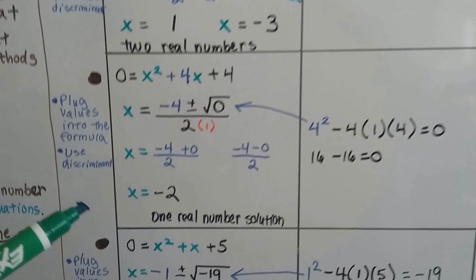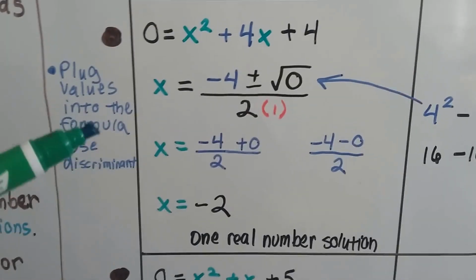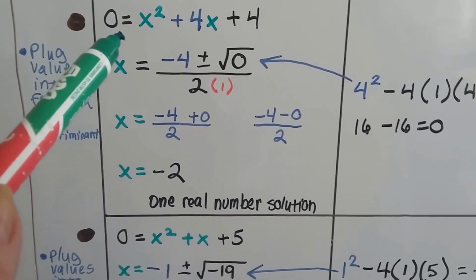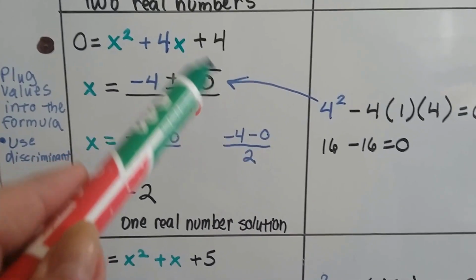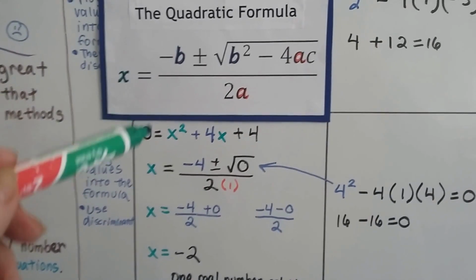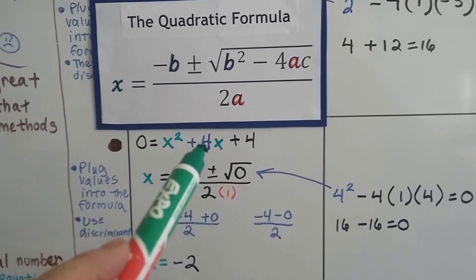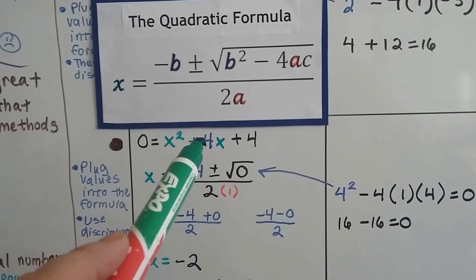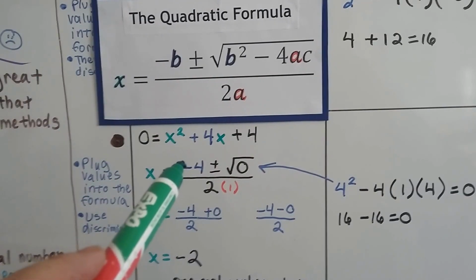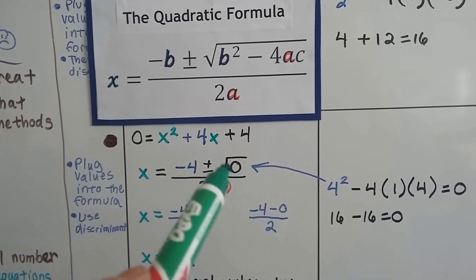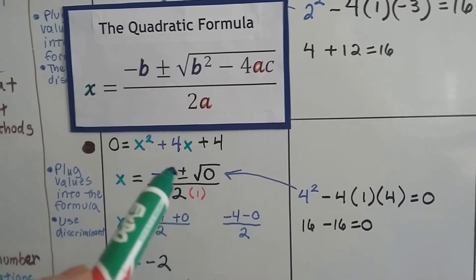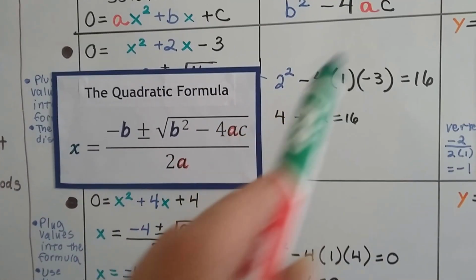All right, let's look at this one. Now, we're going to plug the values into the formula and then use the discriminant again, okay? So now we've got 0 equals x squared plus 4x plus 4, and we need to plug these into our quadratic formula. So we've got our b right here, that's a 4, so that's going to be a negative 4, see, for negative b, and we need to put something underneath this radical sign, so we need to do the discriminant, don't we? So we've got our b squared minus 4ac, okay?